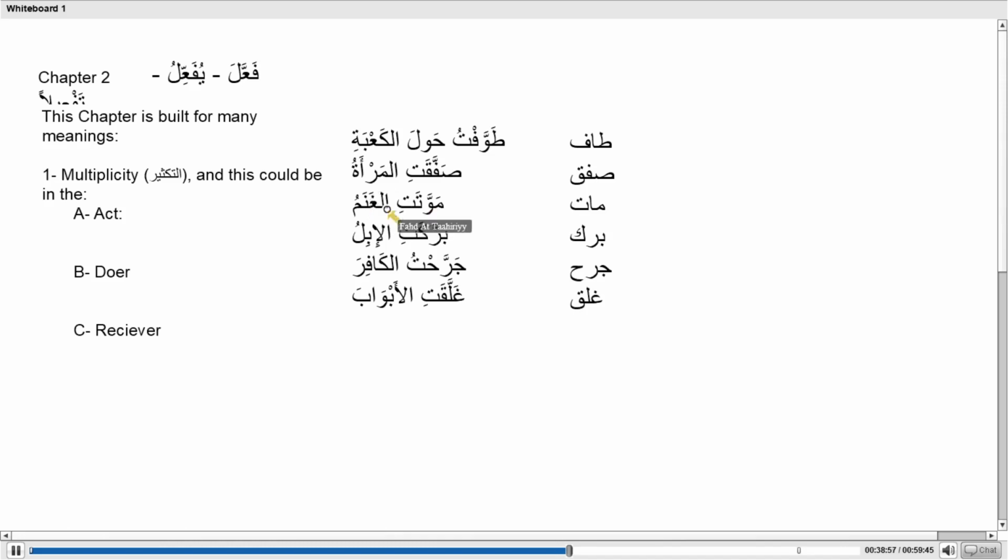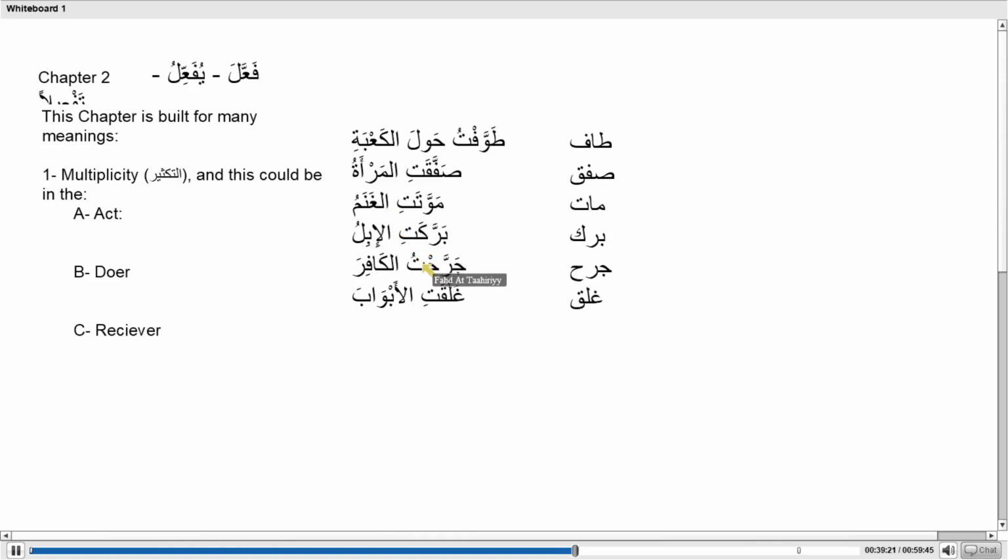So you wanted to tell the one you're speaking to that the sheep who have died are plenty. Not that the sheep died and came back to life again, and died and came back to life again, and died and came back to life again. Understood?